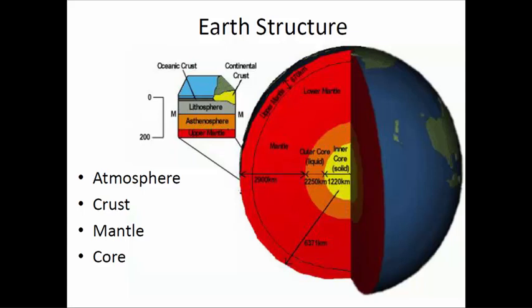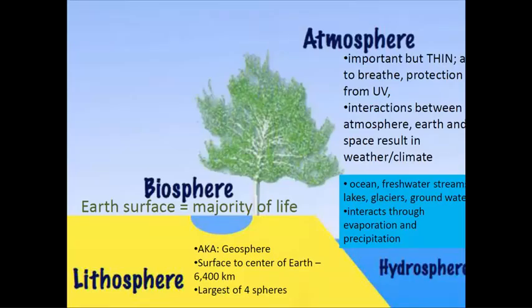When we talk about meteorology, we'll be talking a lot about the atmosphere and how it interacts with the crust. When we look at that connection between the atmosphere and crust, we get 4 different spheres that interact, and they cause a lot of the processes that go on on our Earth. Our atmosphere is very thin. It allows us to breathe, gives us protection from UV light. Of course, we should still always wear sunscreen. And when it interacts with the other parts of our Earth and space, that's where we get weather and climate.